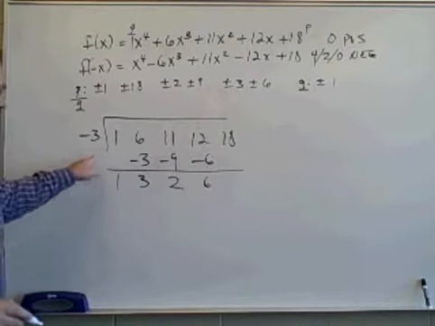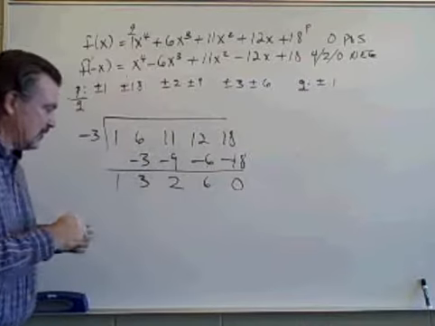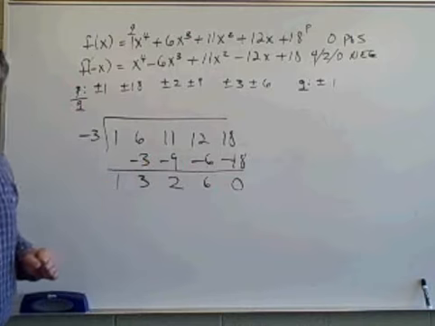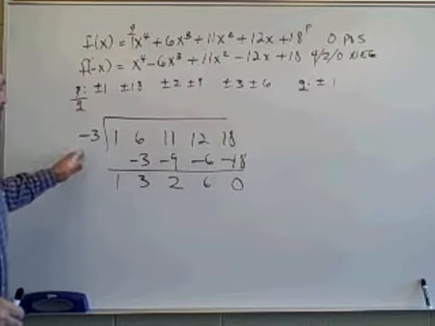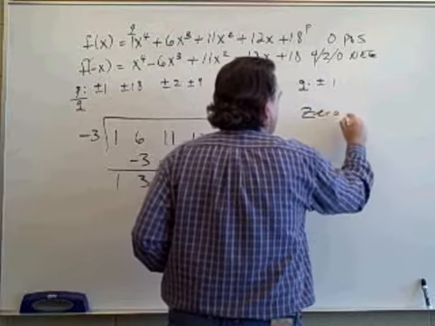Ooh, this is looking better. Negative 3 times 6 is negative 18. 18 and negative 18 is 0. I have the remainder of 0, which tells me negative 3 is one of my real roots, one of my real zeros.